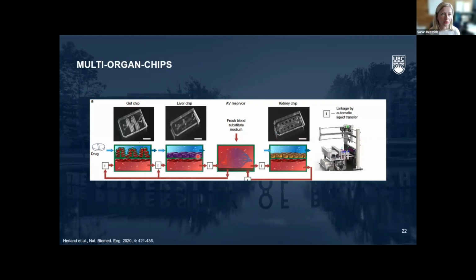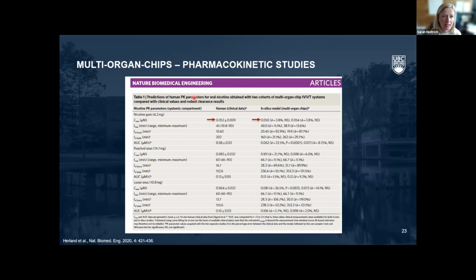I just want to give you an example of how powerful those organ on a chip setups are. This is a study that was conducted by Don Ingber's group at the Wyss Institute in Boston. What they did, they connected a gut chip, a liver chip, and also a kidney chip. And what they wanted to investigate are the pharmacokinetics of approved drugs. They predicted the human pharmacokinetic parameters for different drugs. In that case, it was oral nicotine. So they looked at the nicotine gum. And then here on the right-hand side, you see the data derived from the organ on a chip setup, the PK data. And here in the middle, you see the PK data derived from clinical trial data.